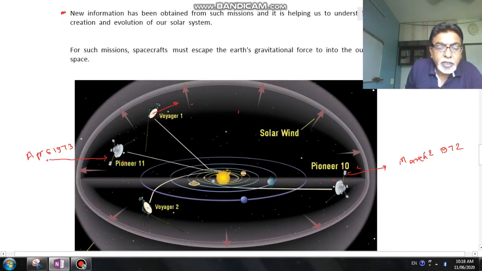It was launched on September 5th, 1977. This is Voyager 2, look at here, Voyager 2, August 20, 1977.